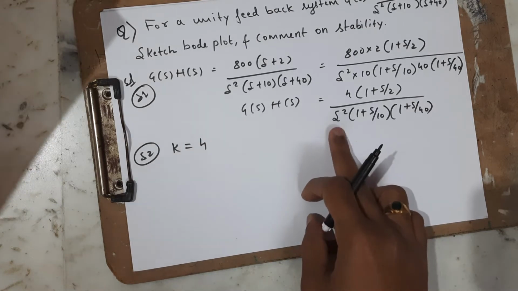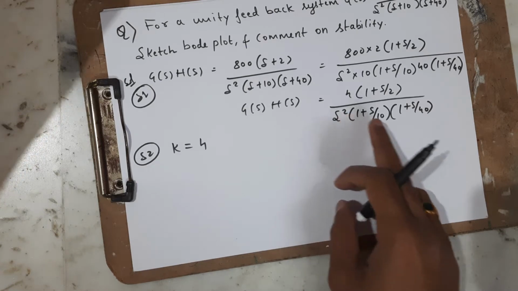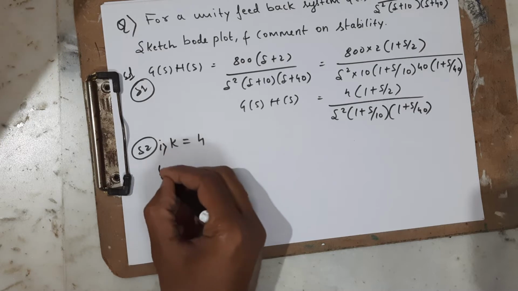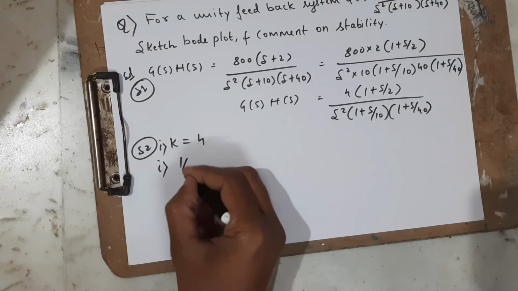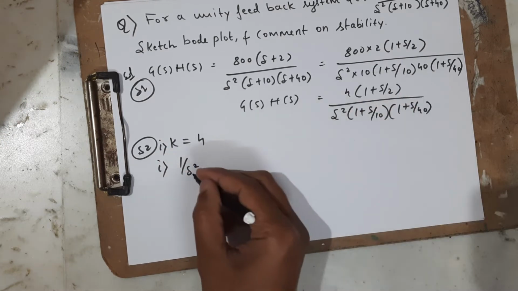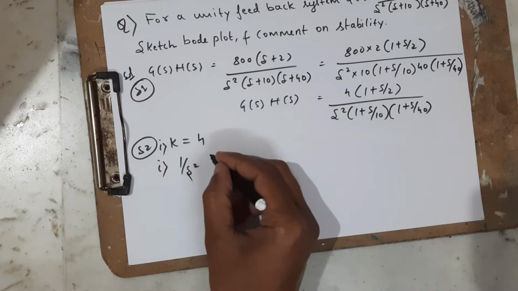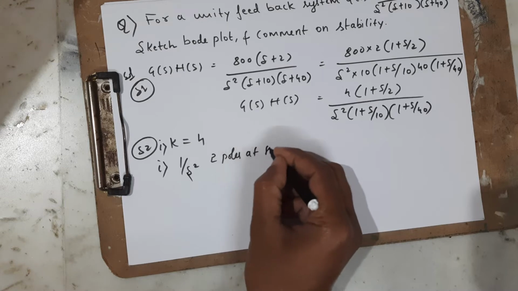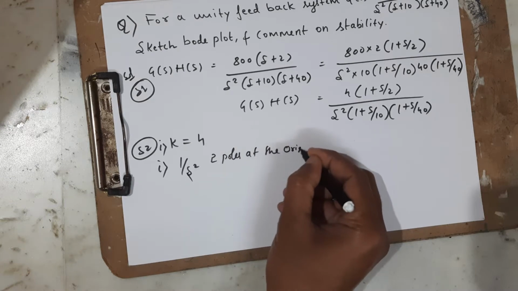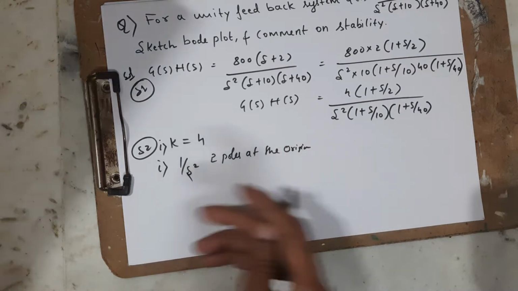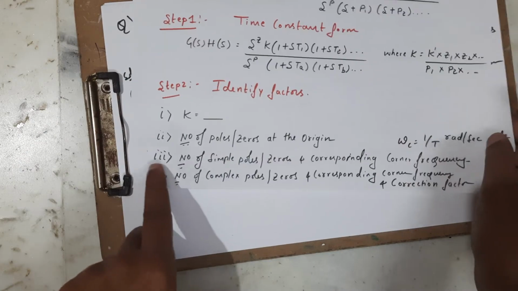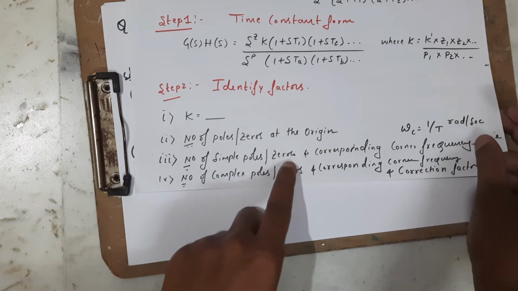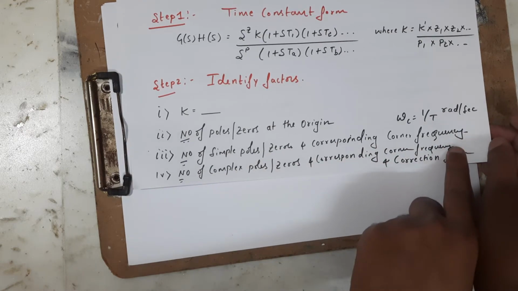I hope you got it. So s to the power of 2 equal to 0. This is the first factor. The second factor is 1 by s square. We don't have zeros, right? 1 by s square, 2 poles at the origin. So this is factor number 2. What is factor number 3? We need to identify the number of simple poles or zeros and corresponding corner frequencies.